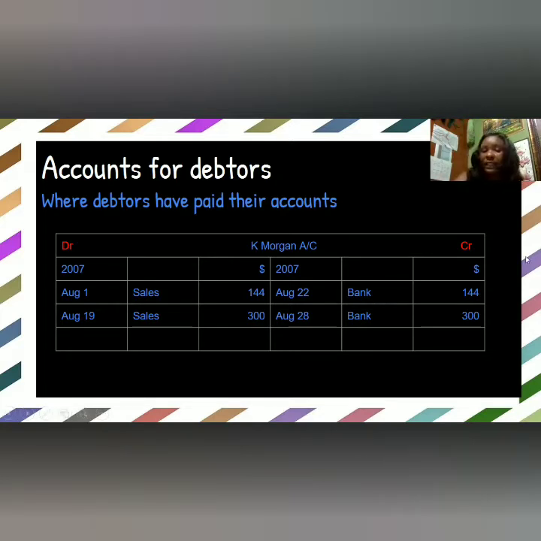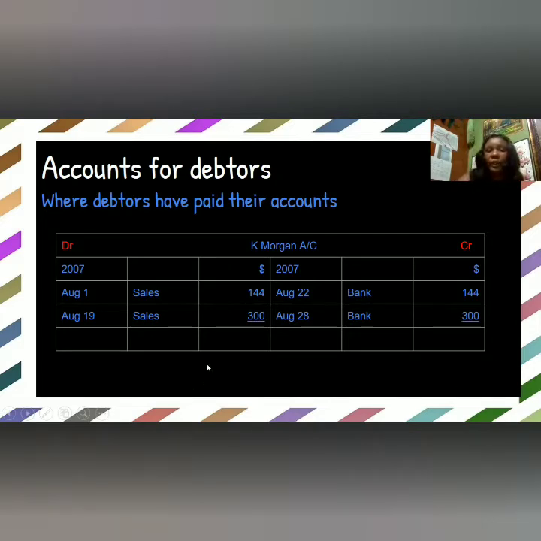On August 28th, bank 300. So K-Morgan is also paying us again $300 by check, and it's coming out of his account. If you realize, he took goods on August 1 and August 19, but guess what? He paid for the two of them. He paid 144 on August 22 and 300 on August 28, right? So let us look now at how we balance off this particular account where there is no balance left, where the person doesn't owe us anything.